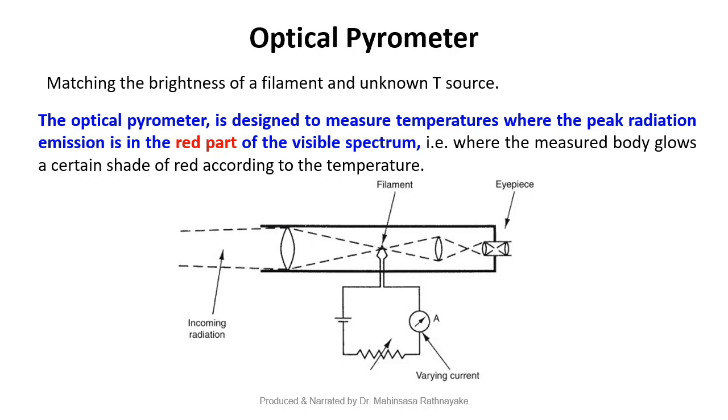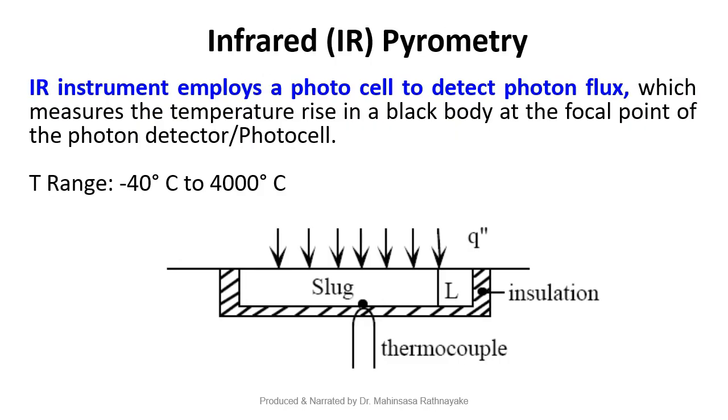So there are several lenses used in an optical pyrometer. Based on this focusing of the radiation, the incoming radiation is focused, and it can be converted to a temperature measurement. Then the infrared pyrometry, as I described previously, the infrared instrument employs a photocell to detect the photon flux. So that is what I discussed as the infrared transmitter and the receiver.